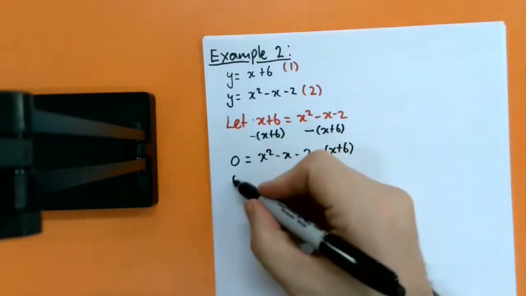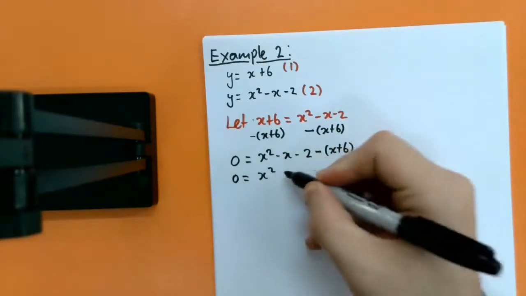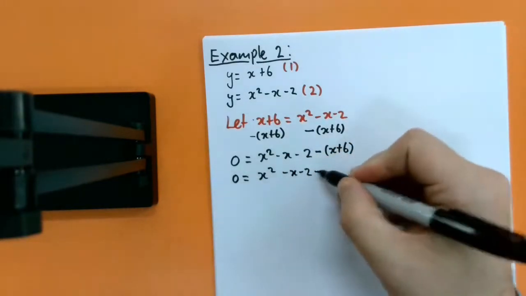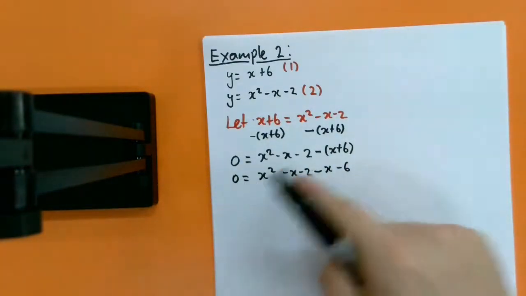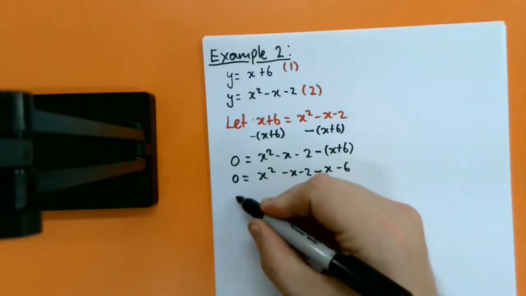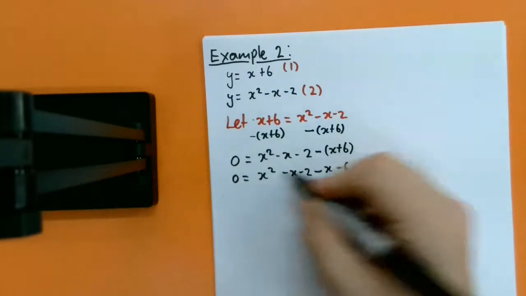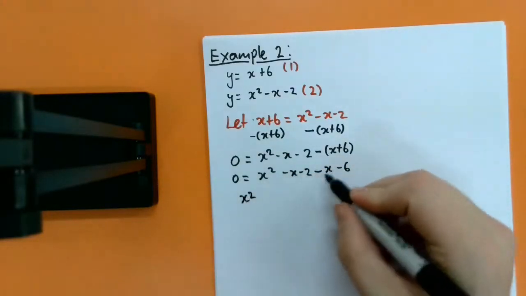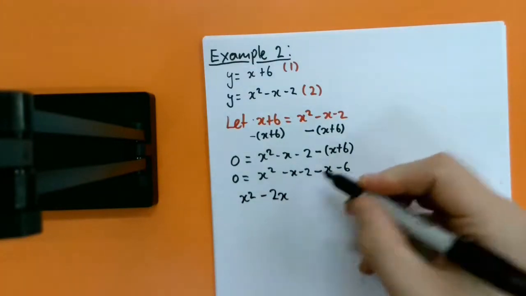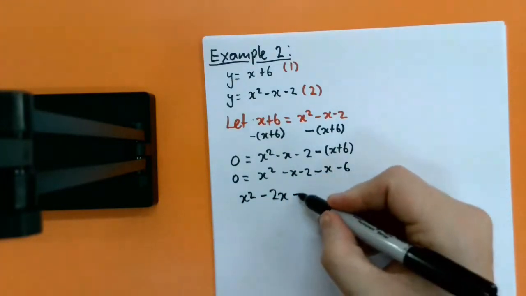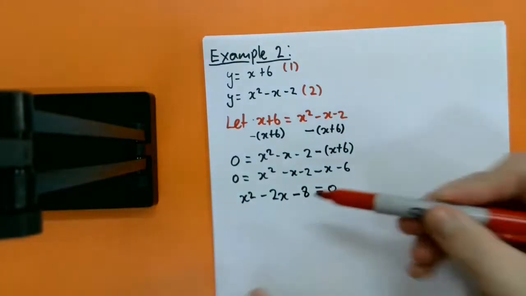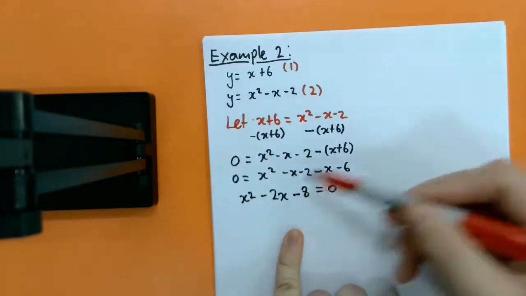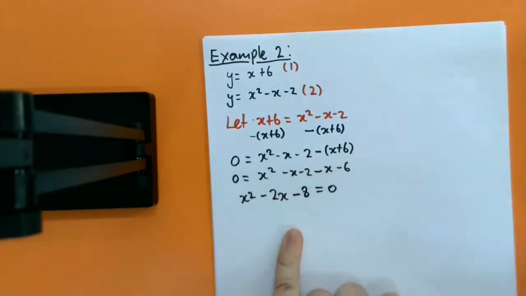Now expanding this out, we end up with 0 is equal to x squared minus x minus 2 minus x, expanding the negative through the bracket, minus 6. We can collect like terms. I'm just going to write this on the left-hand side: x squared minus x minus x is minus 2x, minus 2 minus 6 is minus 8, is now all equal to 0. Now remember, this is a quadratic equation, and in particular it's a monic trinomial. It's monic because the coefficient of the x squared is 1.